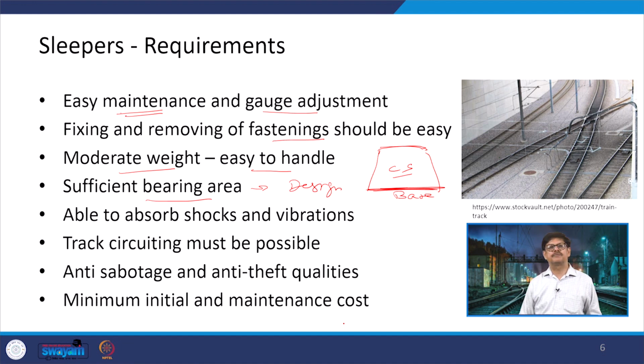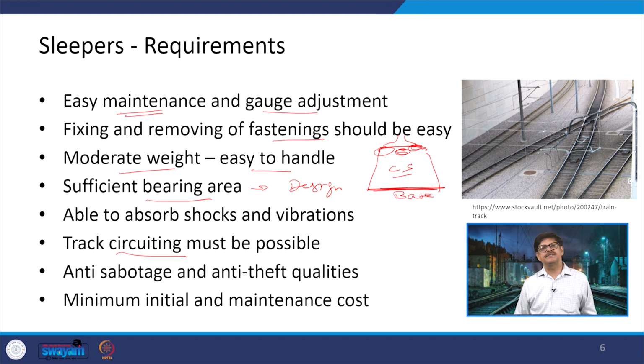It should be able to absorb the shocks and vibrations. If the shocks and vibrations come on the rail which is placed on top of it, then deterioration or damage starts appearing because of that. Track circuiting must be possible. It should not create a problem for track circuiting. So, the material of that sleeper has to be in that form.